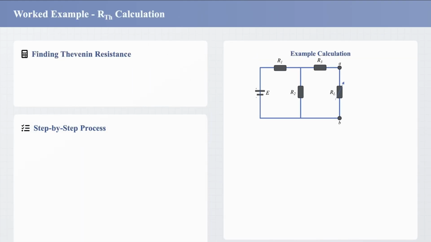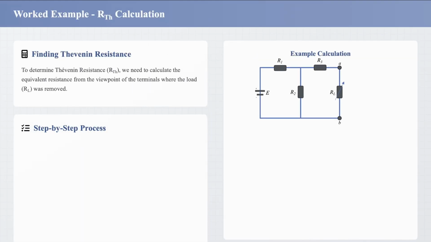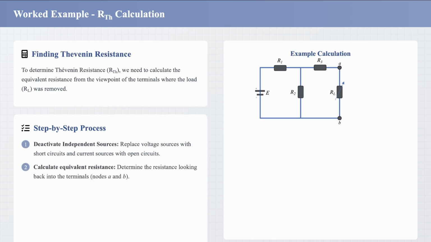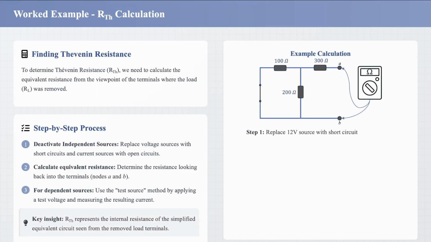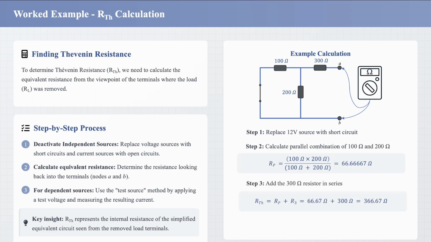To begin, we find the Thevenin resistance. First, we deactivate the 12 volt source by replacing it with a short circuit. Next, looking from the terminals into the circuit, we see the parallel sum of the 100 and 200 ohm resistors and the series addition of the 300 ohm resistor. This equates to a total of 366.67 ohms and therefore is our Thevenin resistance.